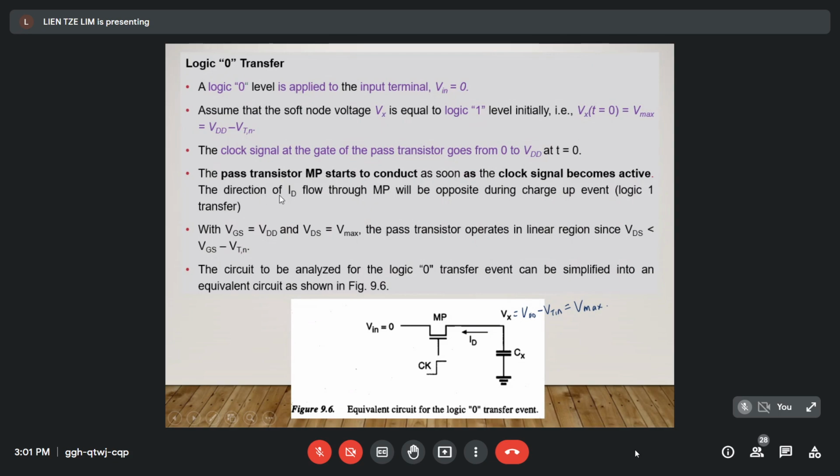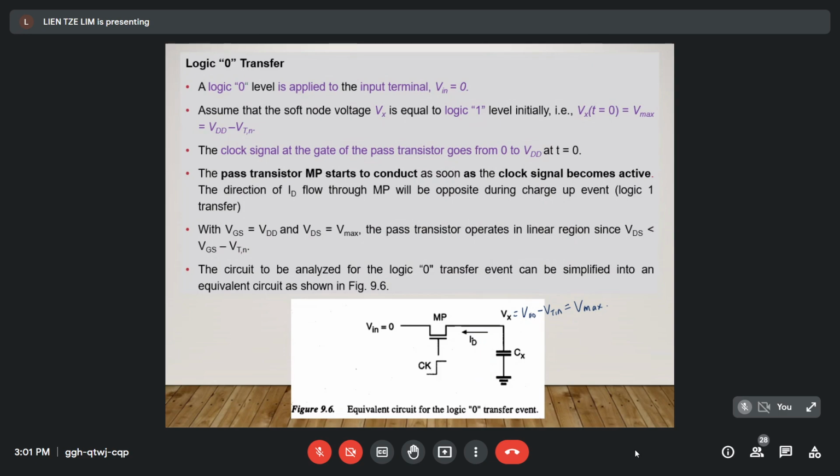The directions of the drain current flowing through the transistor will be opposite during the charge up event, the logic 1 transfer. So you see the directions of the currents here. This one, you see that when the input is 0, the direction of the drain current is opposite.